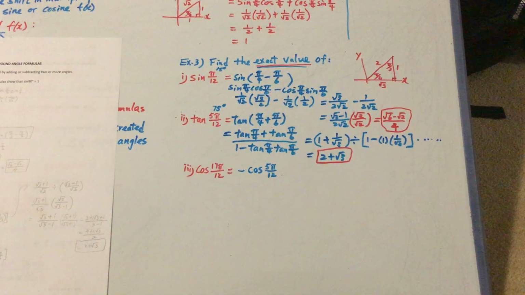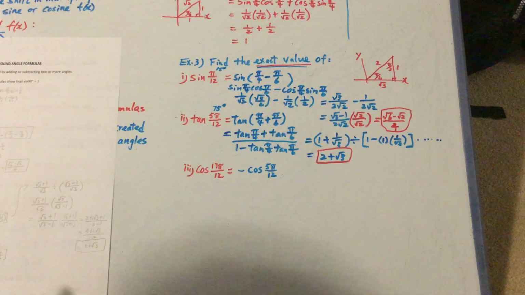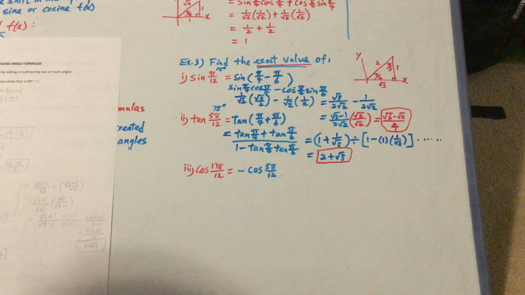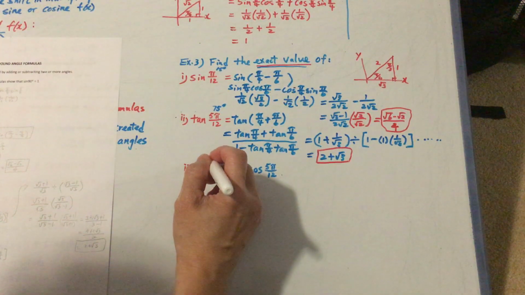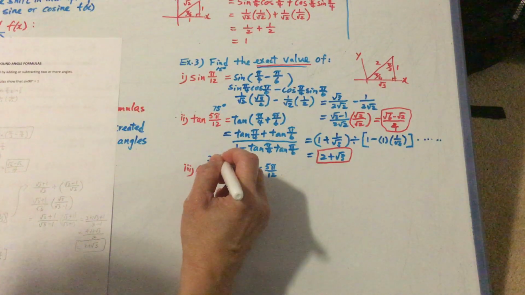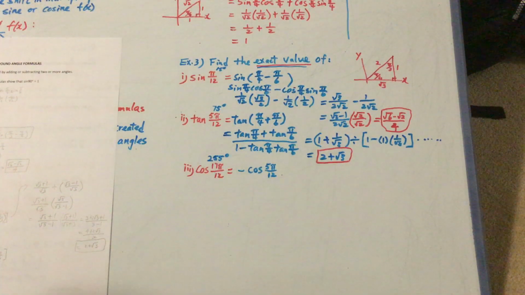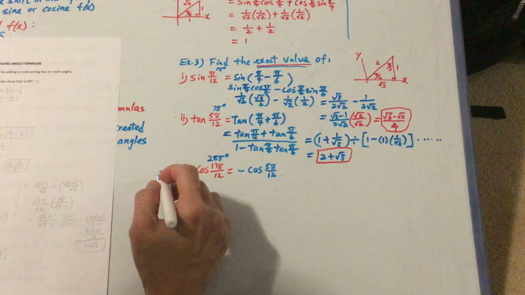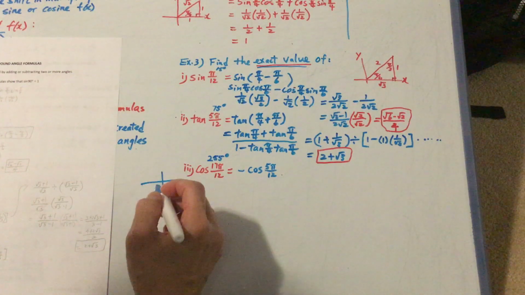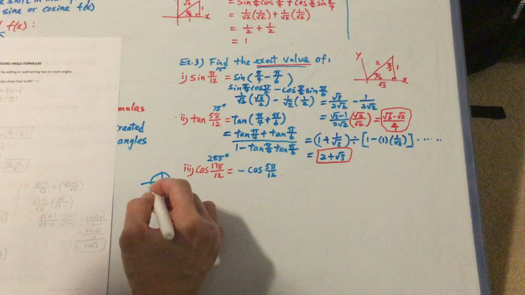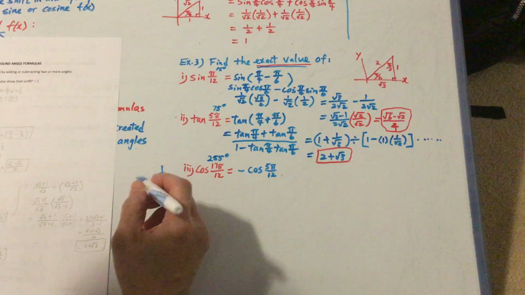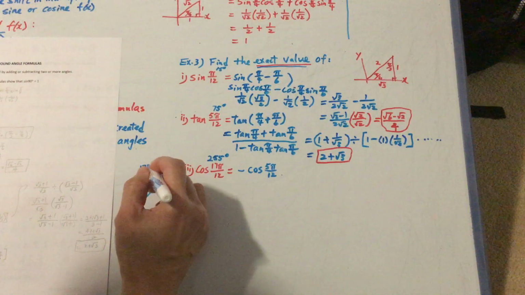Cosine of 17 pi over 12. Okay, so if you follow the same method that I did from before, 17 pi over 12 is going to be approximately 255 degrees. So an angle of 255, if you look at it from the side here, you know that this is an angle that is going to be in quadrant 3. Okay, so this is your 17 pi over 12.